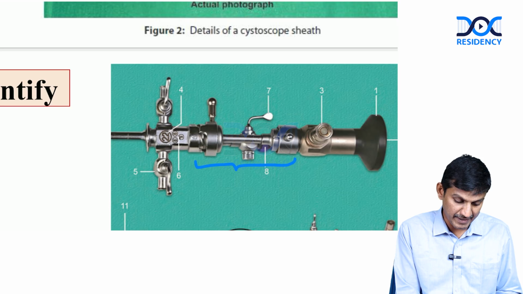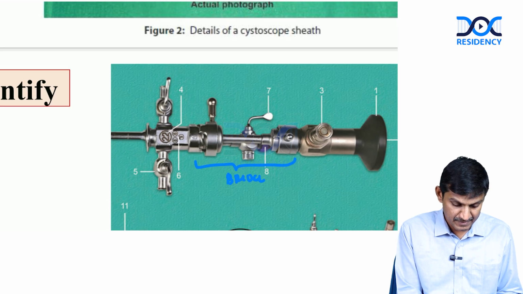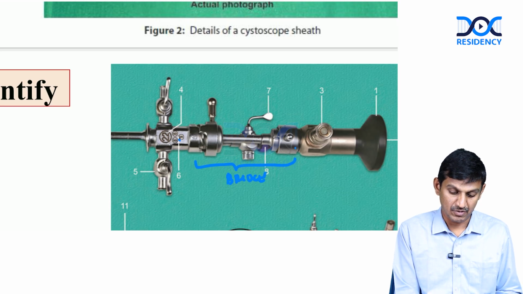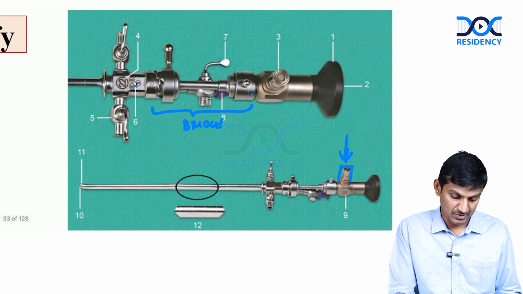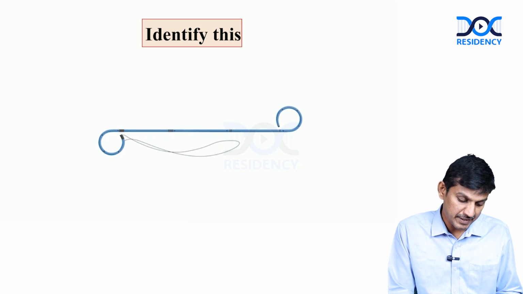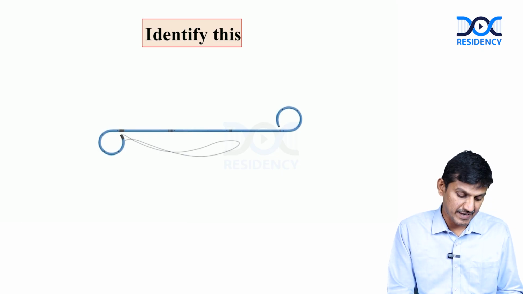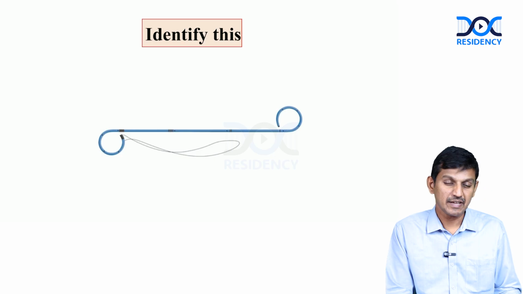Okay, it is going to connect between the cystoscope sheath and the telescope, and this is a telescope, and this telescope has got a light pillar through which the light cable comes in. Okay, it's a telescope. So identify this commonly used instrument or an accessory in any urological procedure.